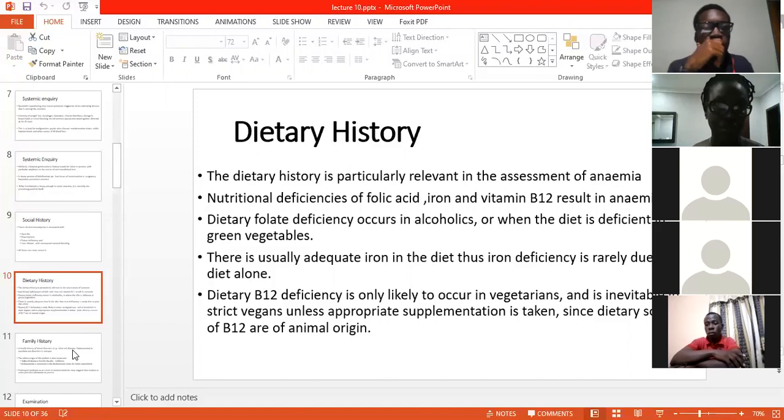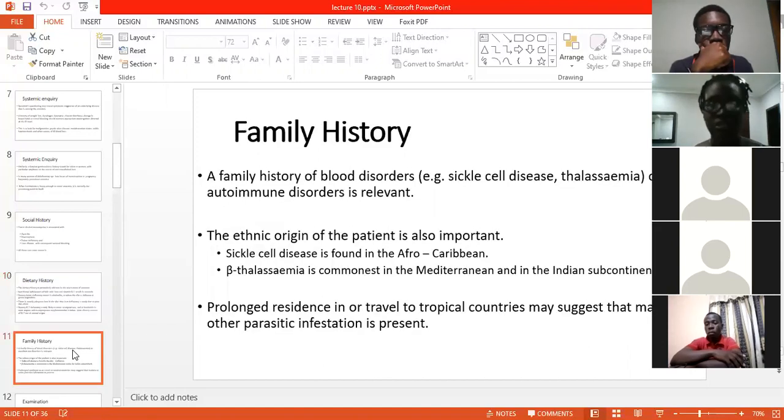Okay. So when you take the family history, you want to find out if there's a family history of blood disorder. And this is usually very significant in children. So sickle cell disease, for example, you want to find out the parents' phenotype. If they are carriers, then it's possible that the child might have sickle cell, for example. Then the ethnicity. We know that sickle cell is common in Afro-Caribbeans and people of Mediterranean origin. And beta thalassemia is also common in people of Mediterranean origin. So you might want to find out about these as well.